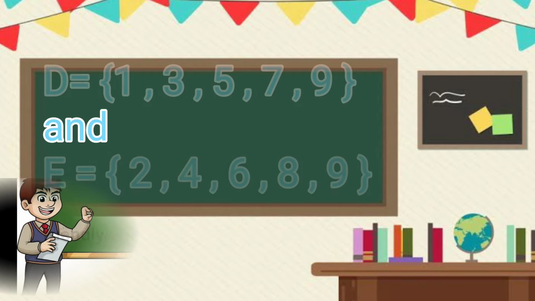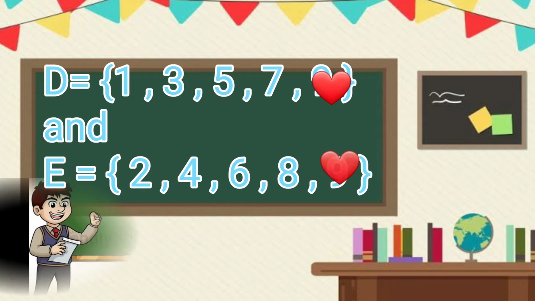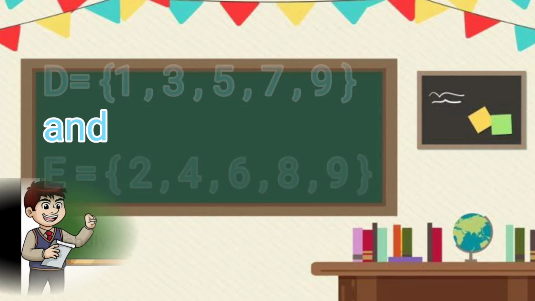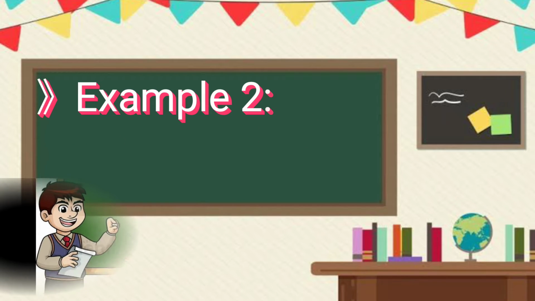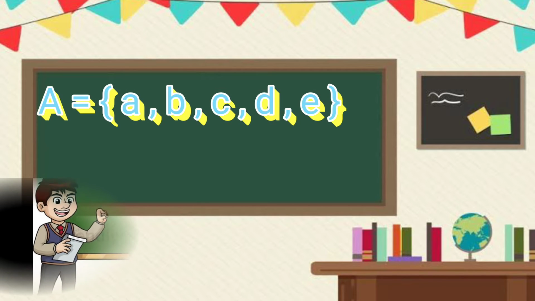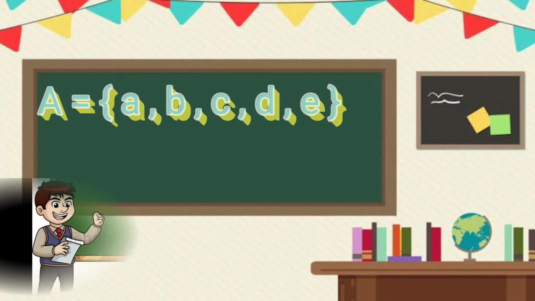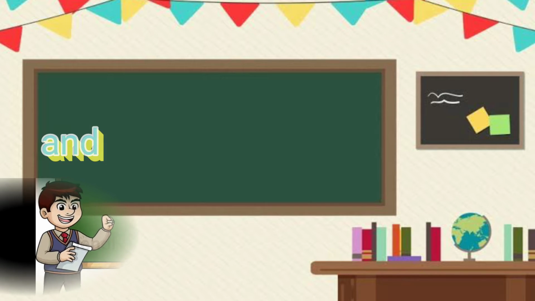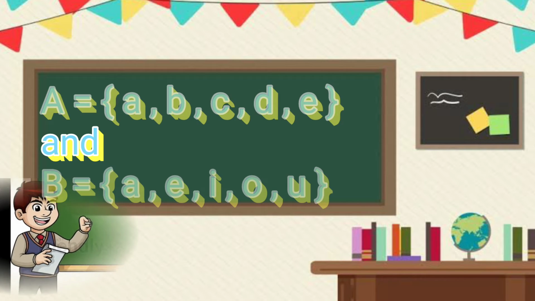So the common element of set D and set E is 9. So therefore, set D and set E are joint sets. For example number 2, set A is a set containing the elements A, B, C, D, and E. And set B contains the elements A, E, I, O, U.